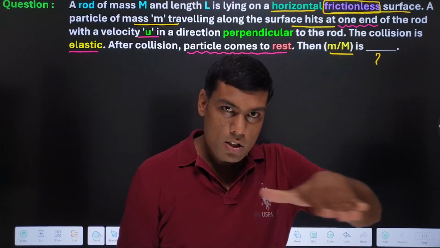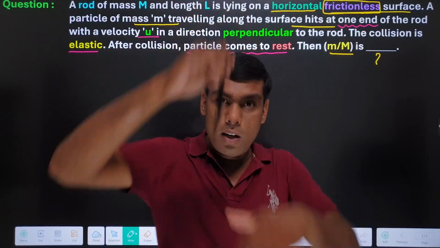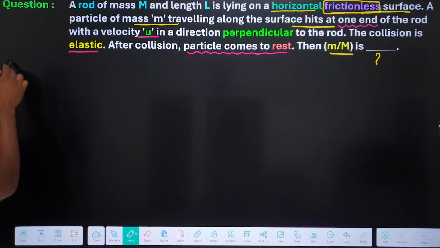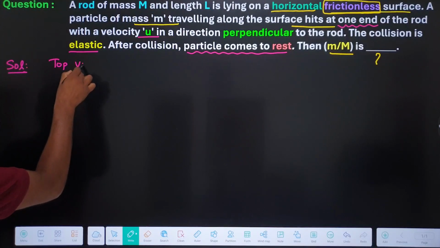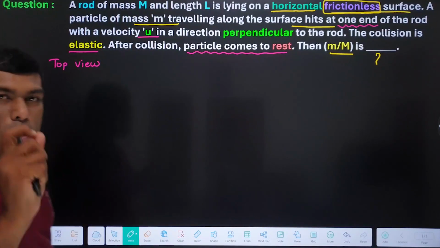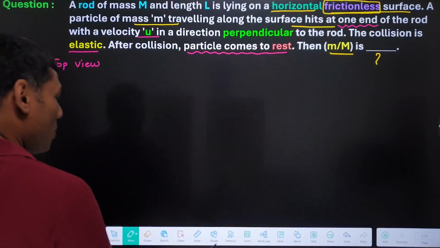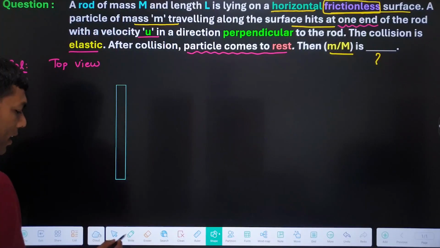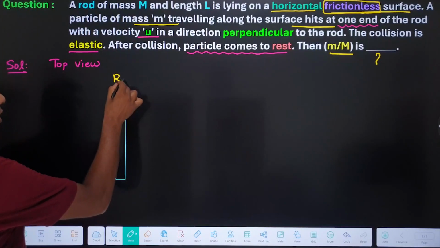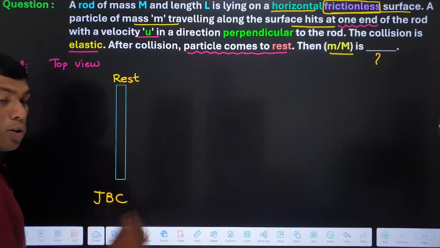The table's surface is horizontal, but we will see the situation from the top. So for the solution, let's draw the top view. We'll draw two diagrams, one just before collision and another just after collision. So here is the rod, lying here at rest. This diagram we are making just before collision.